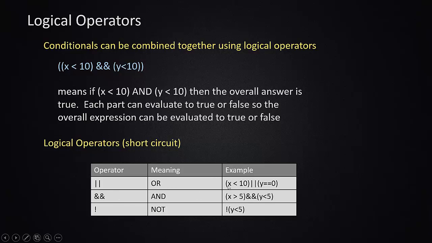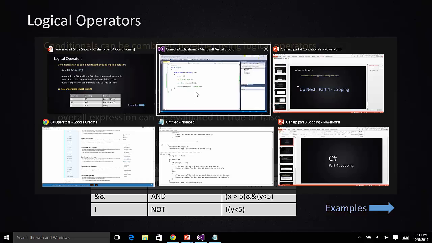If you don't want a short circuit, if you want to test all the way through and evaluate all of the pieces, just use a single version of each of these. So it would be a single vertical pipe character, a single ampersand. And then the not operator can flip around the value of any logical test. So here I have the not operator outside of this y less than 5. Whatever answer y less than 5 comes back to be, true or false, the not operator will flip it to the opposite. So let's see if we can do a few examples of more complicated versions of things.